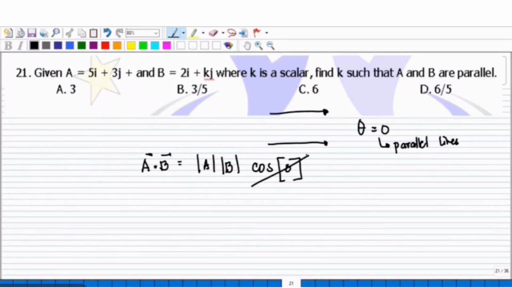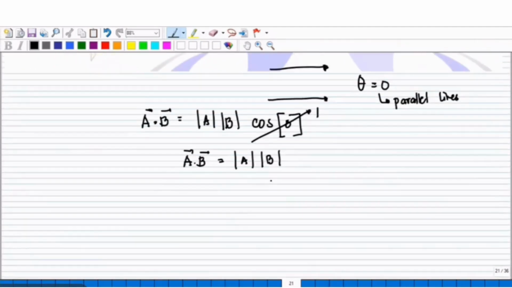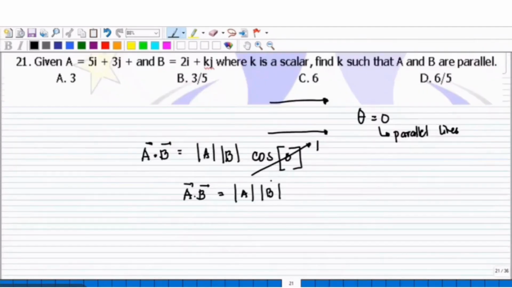So what is cosine 0? This is 1. Okay, so therefore A dot B is equal to the magnitude of A times the magnitude of B. Okay, so konting manipulation lang to, no? Okay, so take note po, alam na natin yung manual computation ng dot product. Okay, so I sa I plus J sa J.